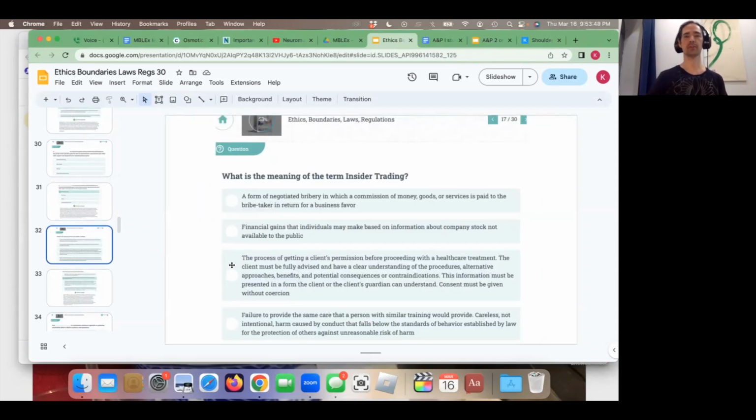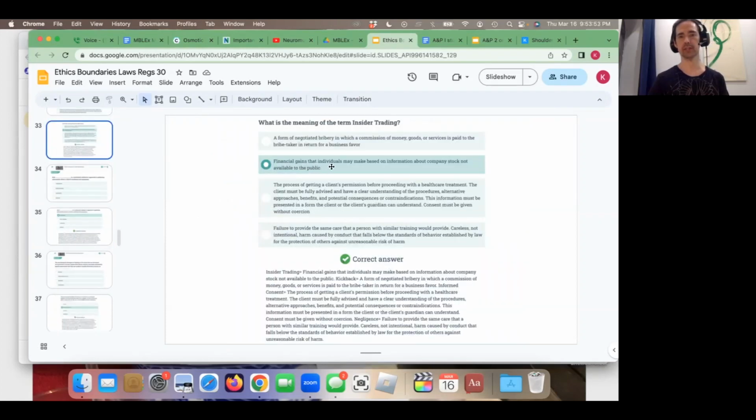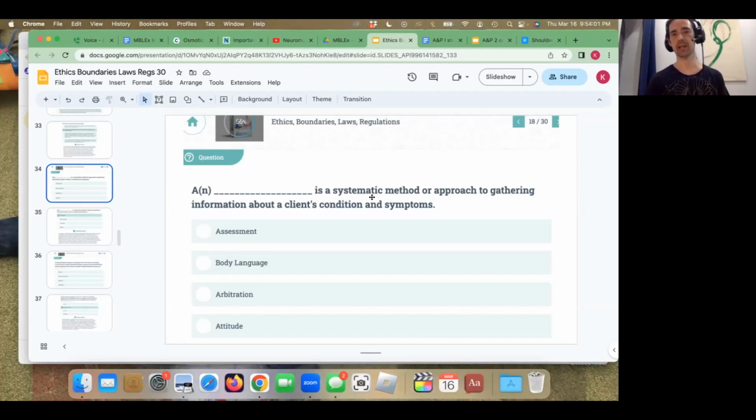What is the meaning of the term insider trading? That is financial gains that the individual may make based on information about company stock not available to the public. A blank is a systematic method or approach to gathering information about a client's condition and symptoms. Systematic method, like an organized method. Assessment, yes, assessment.